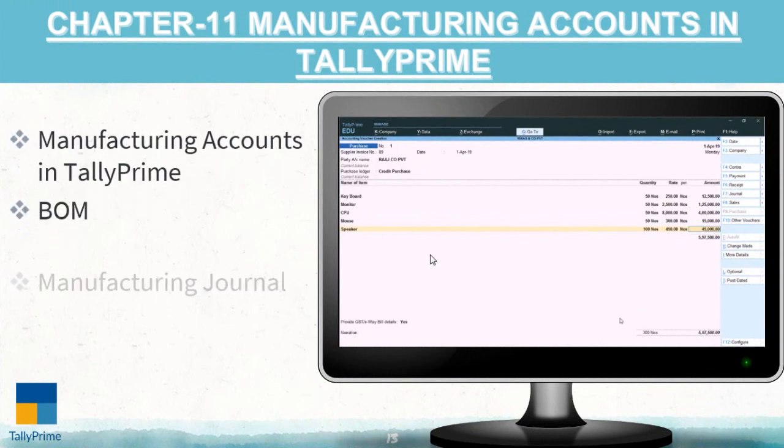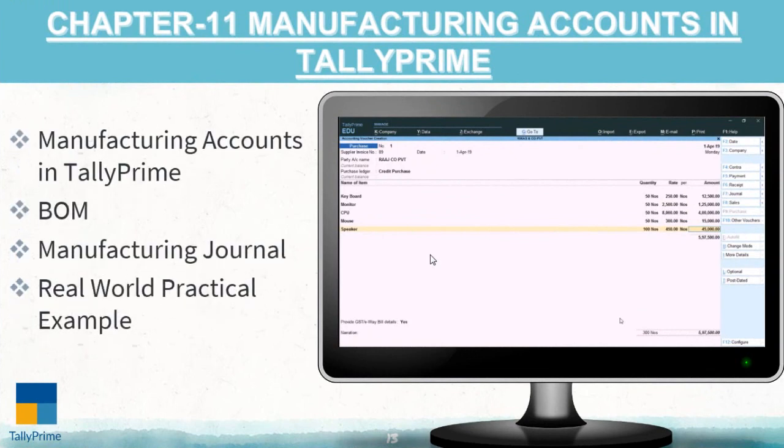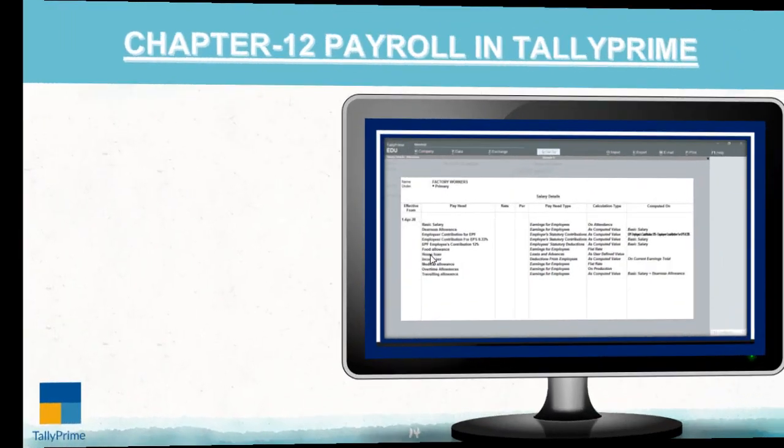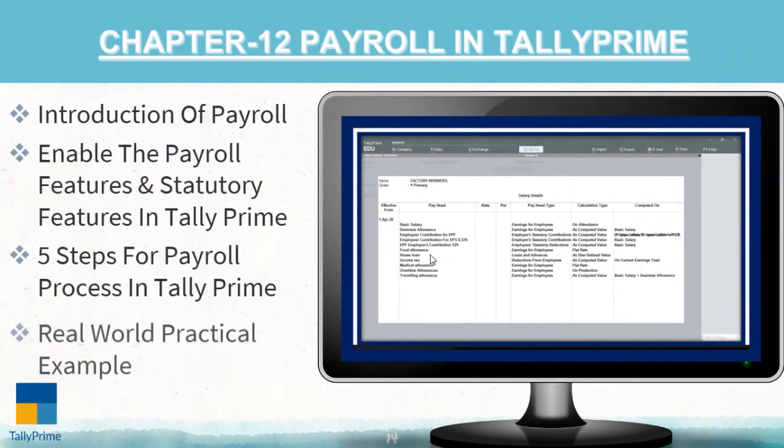Chapter 11 is manufacturing accounts in TallyPrime. Under this chapter, you will learn about what manufacturing accounts are in TallyPrime, what the BOM, bill of material, is, and what the manufacturing journal is, and finally you will practice with a real world example under these manufacturing accounts in TallyPrime. Chapter 12 is payroll.